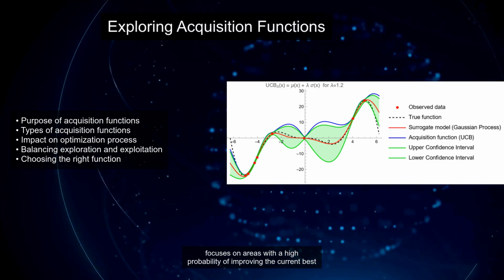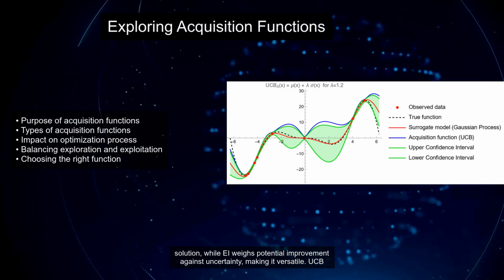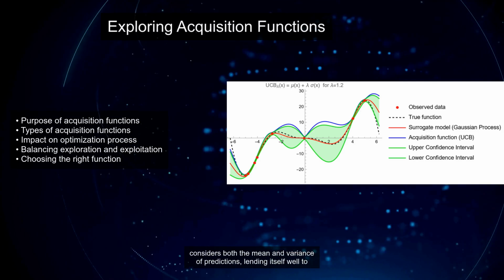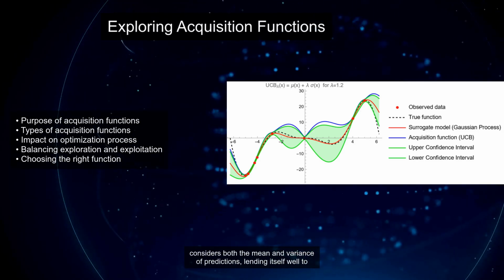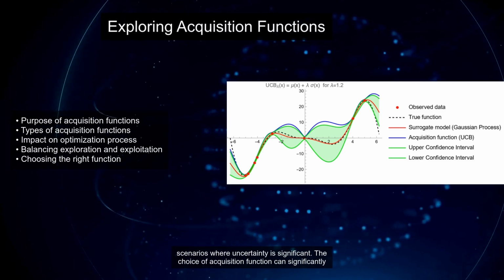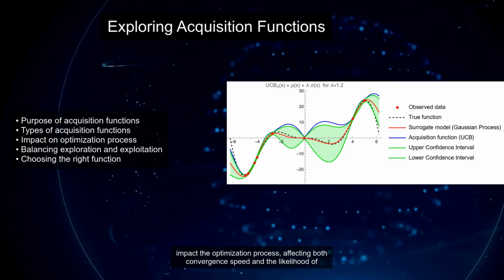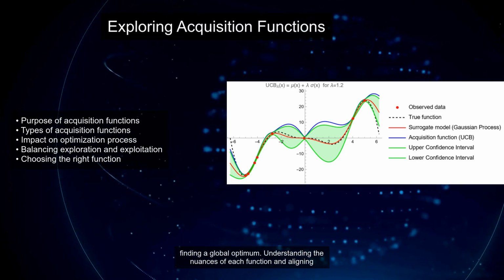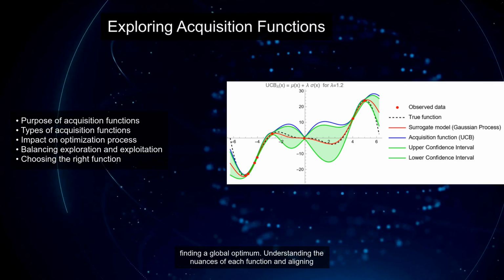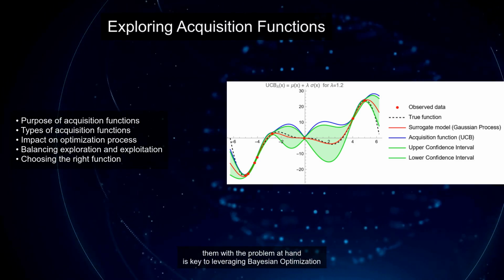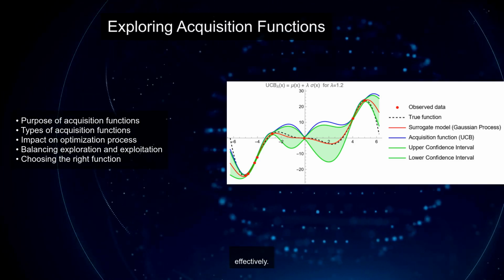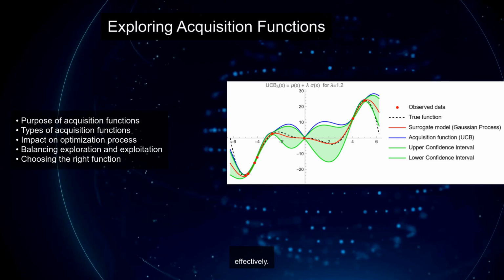PI focuses on areas with a high probability of improving the current best solution, while EI weighs potential improvement against uncertainty, making it versatile. UCB considers both the mean and variance of predictions, lending itself well to scenarios where uncertainty is significant. The choice of acquisition function can significantly impact the optimization process, affecting both convergence speed and the likelihood of finding a global optimum. Understanding the nuances of each function and aligning them with the problem at hand is key to leveraging Bayesian optimization effectively.